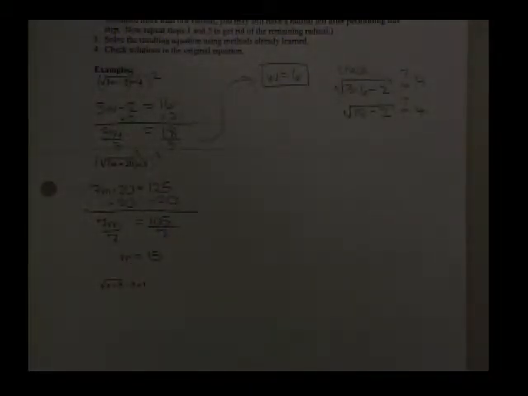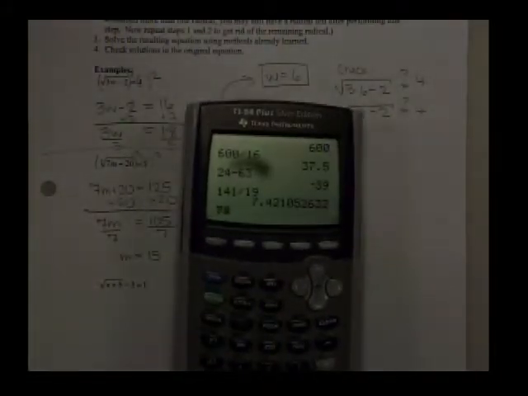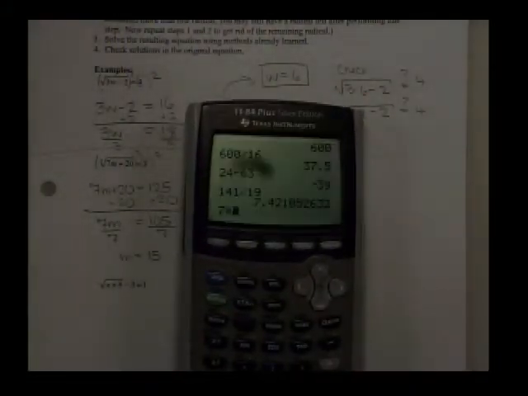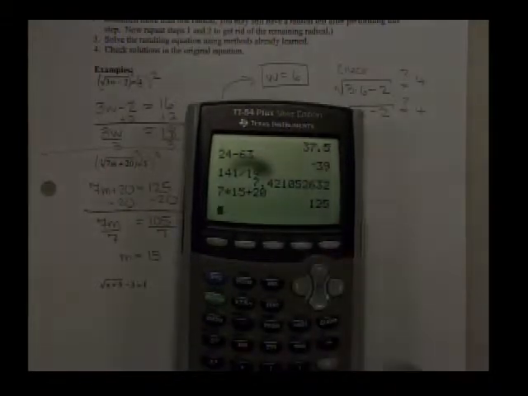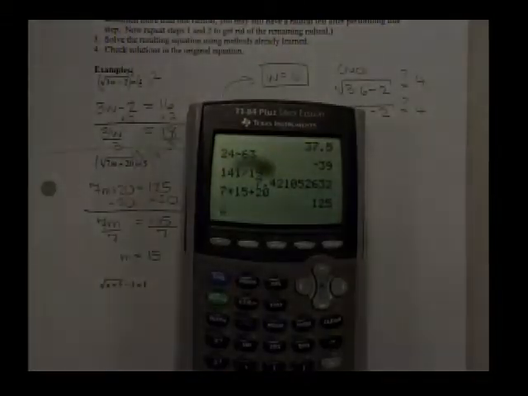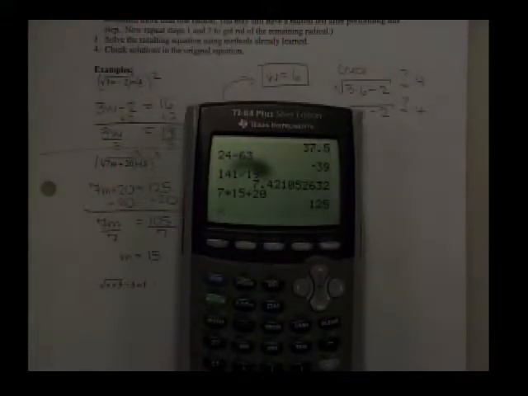And then I'm just going to check it. 7 times 15 plus 20 is 125, and I know that the cube root of 125 is 5. That's right.